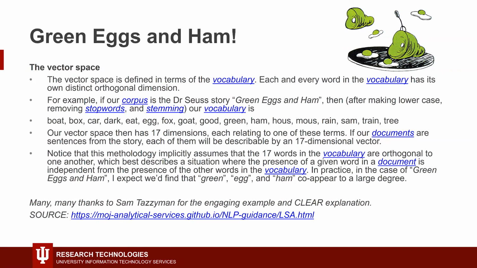Sorry. So the vector space is defined in terms of the vocabulary used in the text. Each and every word in the vocabulary has its own distinct orthogonal dimension. So literally, we are using maths, mapping it into space. For example, if our corpus is the Dr. Seuss story Green Eggs and Ham, then after making it lowercase, which we've talked about in our other sessions.